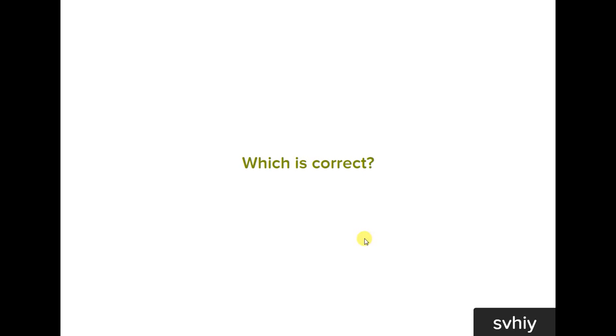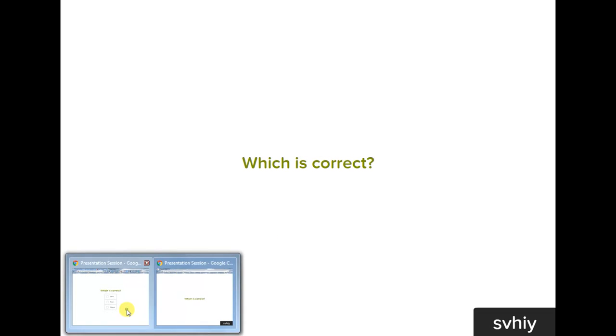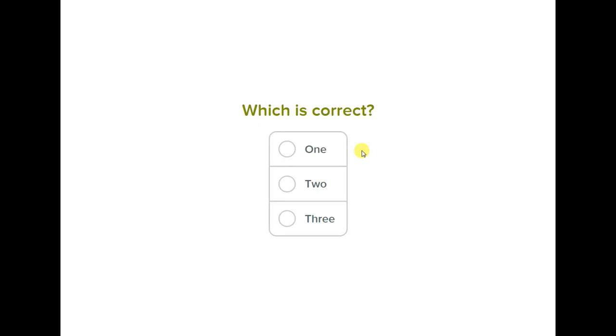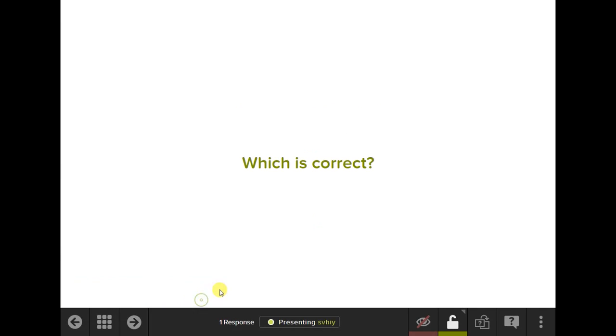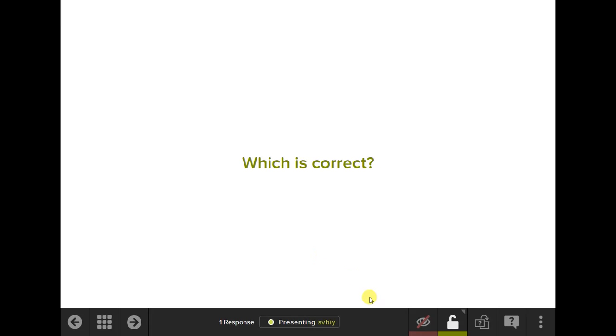So this is a slide that would be projected onto the screen, and then students using their smart device would log in and they would see this on their smart device. So students can go through and click on what they feel is the correct answer, and you can do that in groups or in pairs, however you would like to do it.